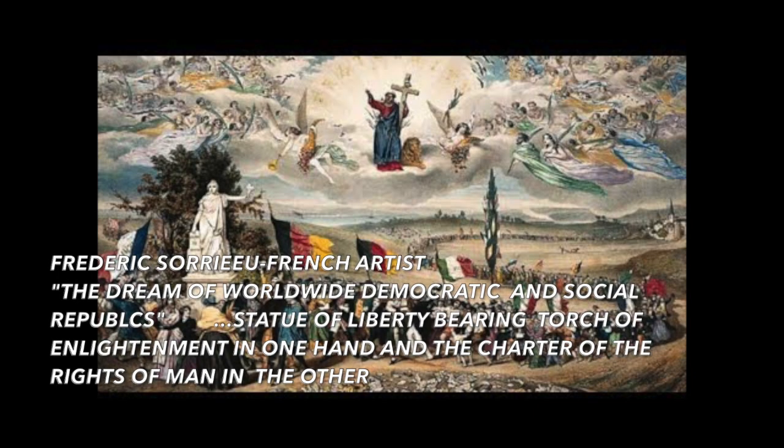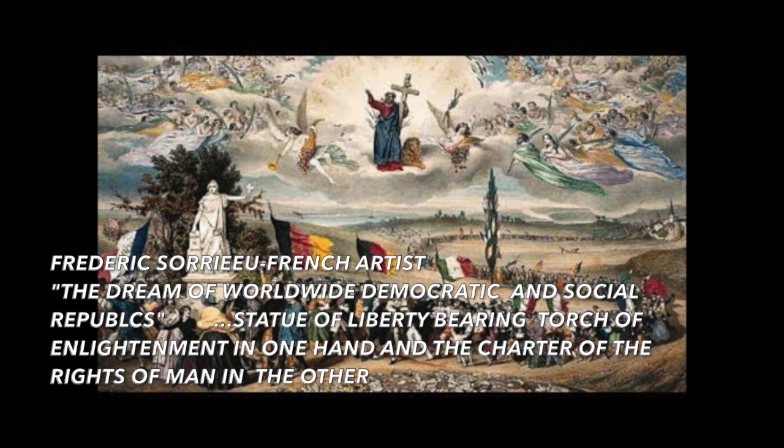This is a print prepared by Frederic Sorio in 1848. The thing we need to remember here is Frederic Sorio is a French artist. He prepared this print which he named The Dream of Worldwide Democratic and Social Republics, the pact between the nations.